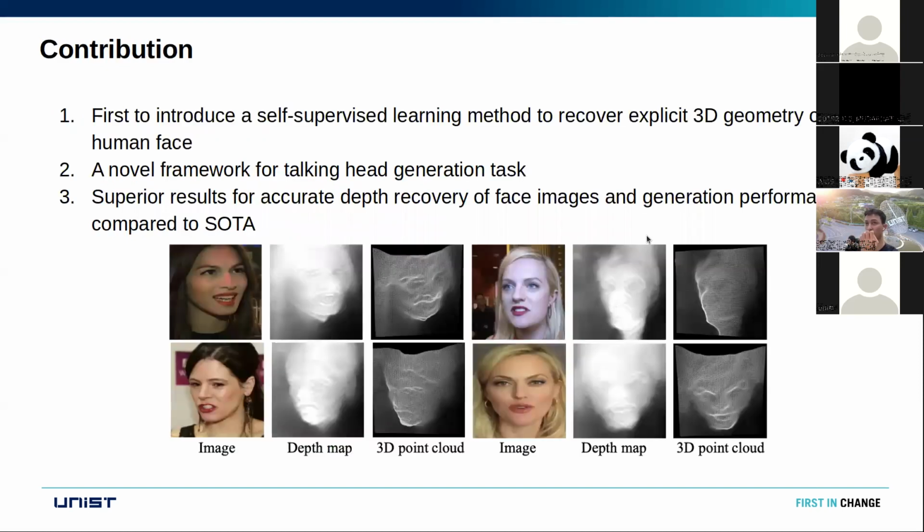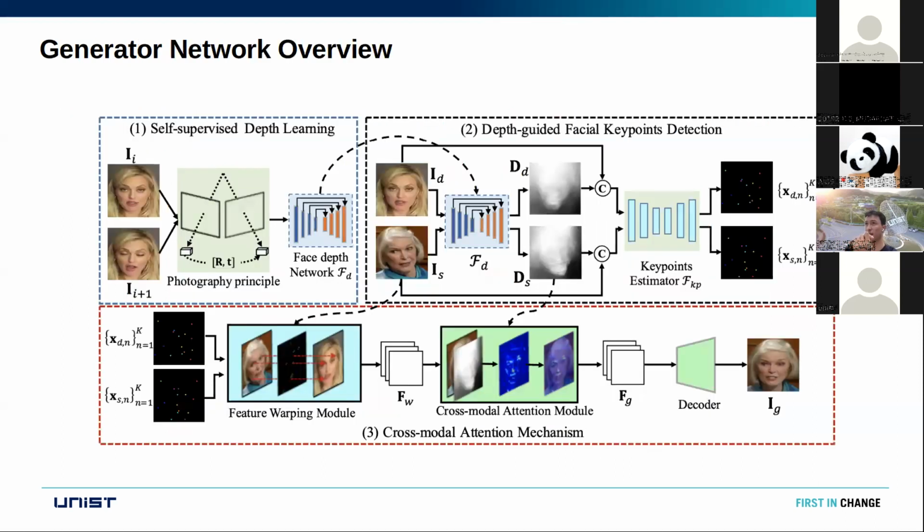So what are the contributions of this paper? The most important contribution that the authors state is that they introduce a self-supervised learning method to recover explicit 3D geometry of the human face, which means that since it's a self-supervised learning method, they remove the need for the expensive 3D annotations. Using that 3D geometry information, they create a novel framework for the talking head generation task, and they confirm their results by extensively testing their network. We'll get into the details soon. So let's get into it.